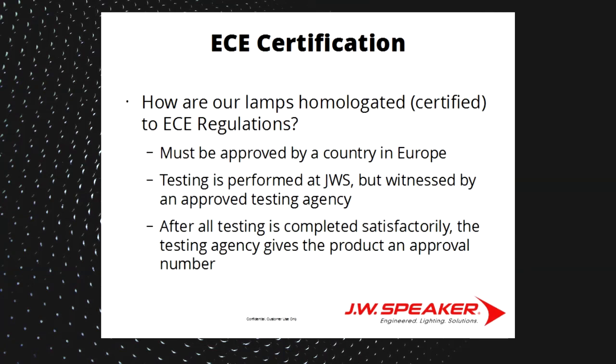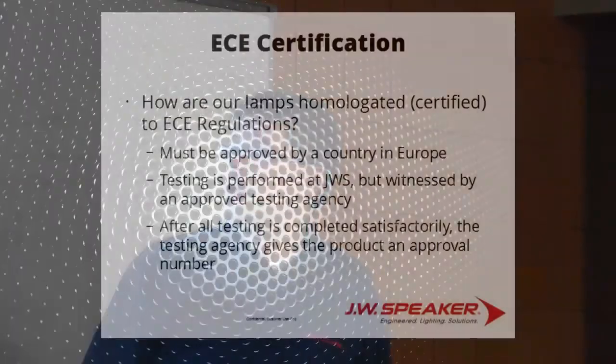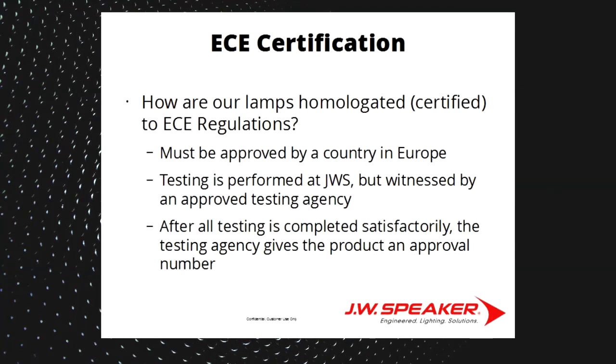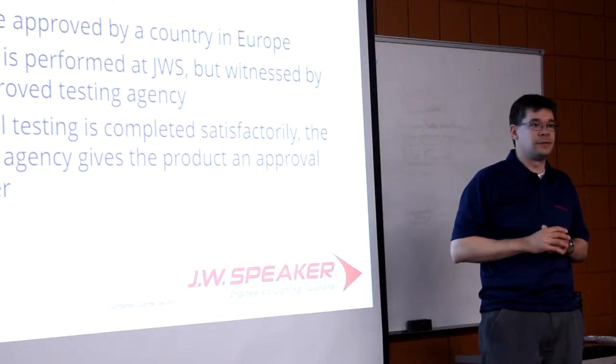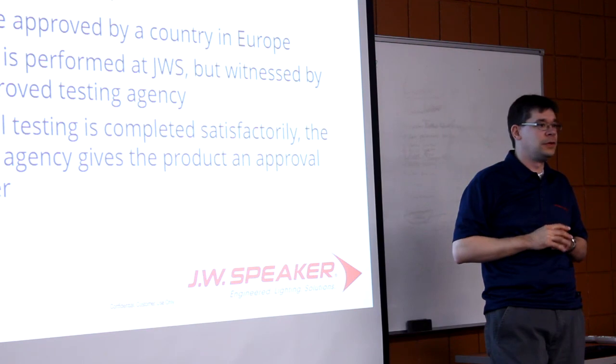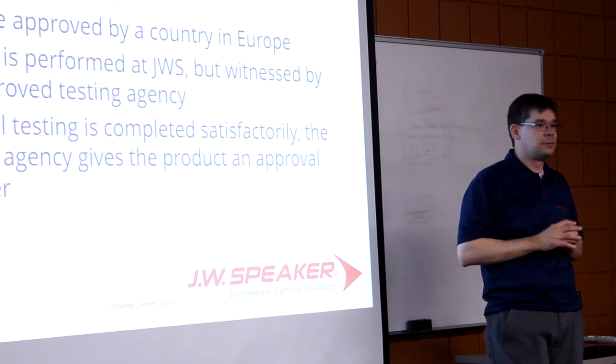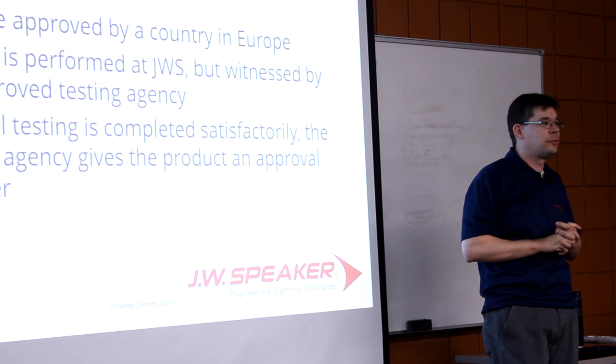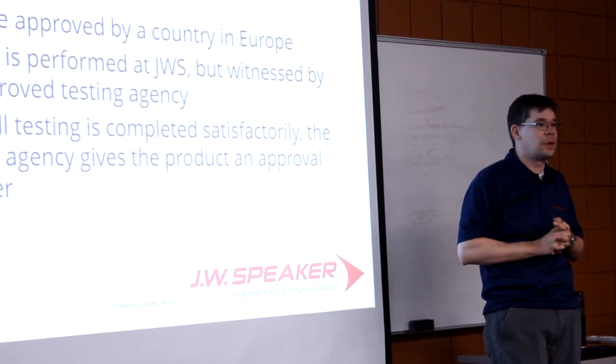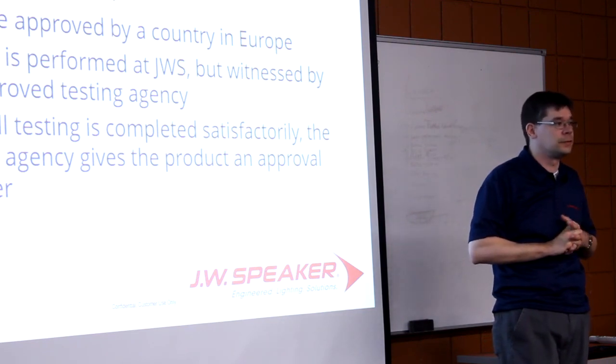How are our lamps certified for ECE? Well, first we have a fancy word called homologated, or homologation. This just means that we're certifying our lamps. Only countries that are in ECE, in the union, can certify that the lamps are okay. The United States is not part of this, and therefore we need to hire a company that is part of it to certify our lamps, and we happen to hire a company called VCA, which is based in England, and they do our certifications.